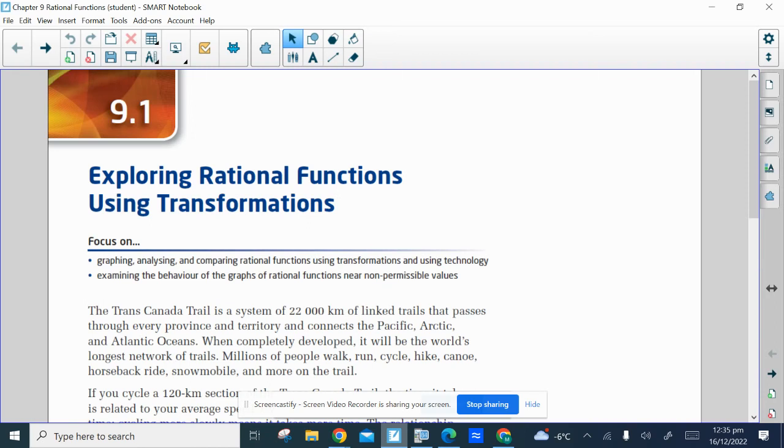All right, the last unit, chapters 9, 10, and 11. 9 is fairly short. I think it's only 3 lessons, if I remember correctly. So we'll be done this one middle of next week.